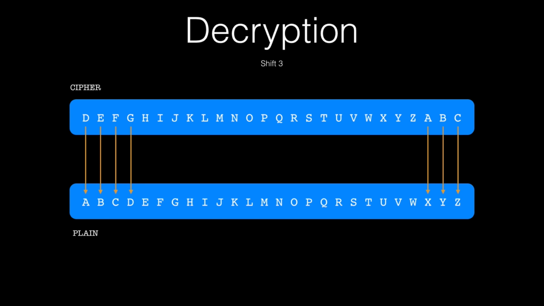And it's important that you remember you've got to shift by whatever shift you're using. So if someone sent you a message that's encrypted with a shift of 17, you have to shift by 17 when you decrypt. If you shift by a different number, your message won't make any sense. So just keep that in mind.